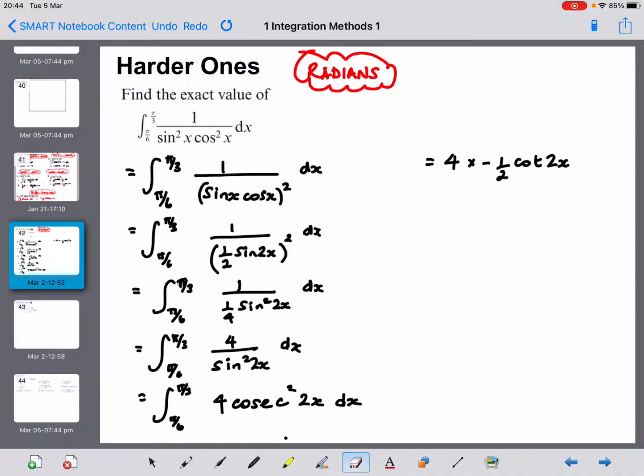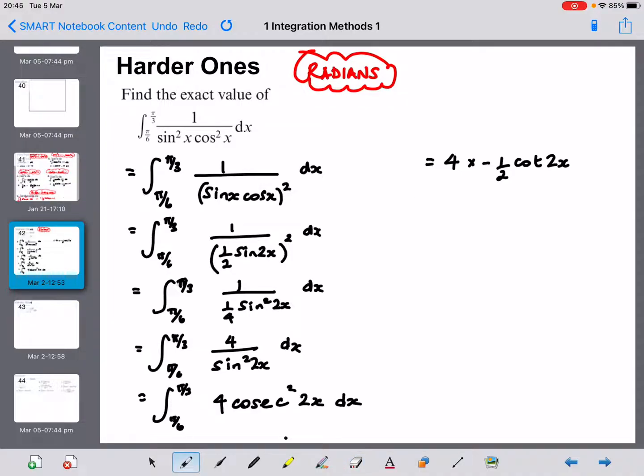So I'll just say that again. Cosec squared x goes to negative cot x. Because we've got an internal function, we need to also divide by the derivative of that. So that's where the half has come from. And then the 2x just follows, doesn't it? Because it's in trig.